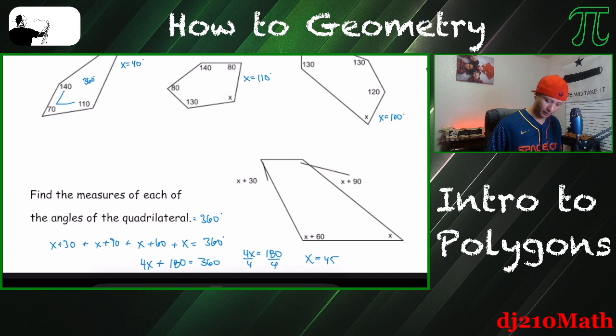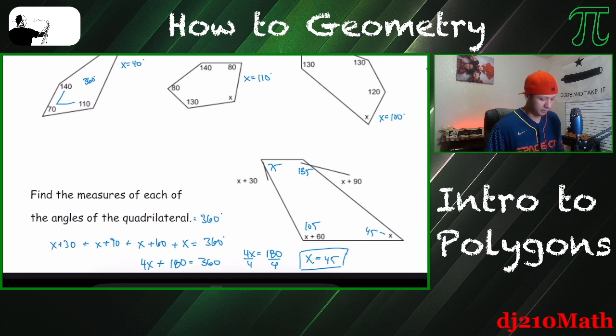All right. Plug x in to each. So we got 45, 105, 75, 135. And all these should add up to 360.